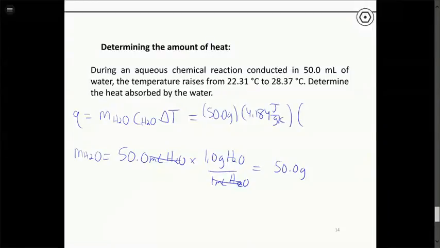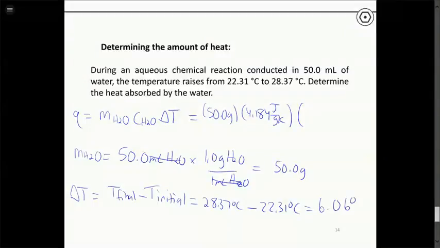Now we need the change in temperature, which is going to be T final minus T initial. Anytime you see delta, that's final minus initial. Our final temperature is 28.37. Our initial temperature, we're told, is 22.31. So the change in temperature is 6.06 degrees Celsius, which, remember, for a change in temperature only, is equivalent to the change in temperature in Kelvin, however we want to think about it. Delta T is the same in degrees Celsius or Kelvin.